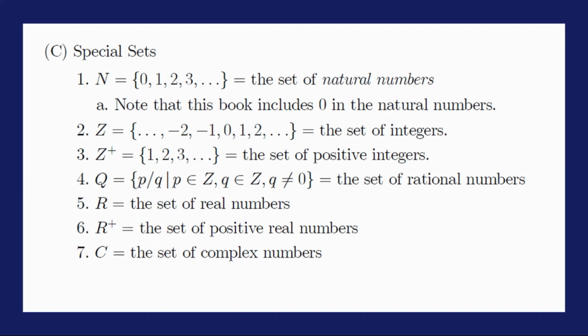If you want to talk about the negative integers, Q is the set of rational numbers, and you'll see it being given there. p over q, here's the criteria. p's got to be an integer. q's got to be an integer. q cannot be 0, right? So these are your fractions, integer over integer, where you can't divide by 0. R is the set of real numbers. R plus is the set of positive real numbers, and C is the complex numbers.